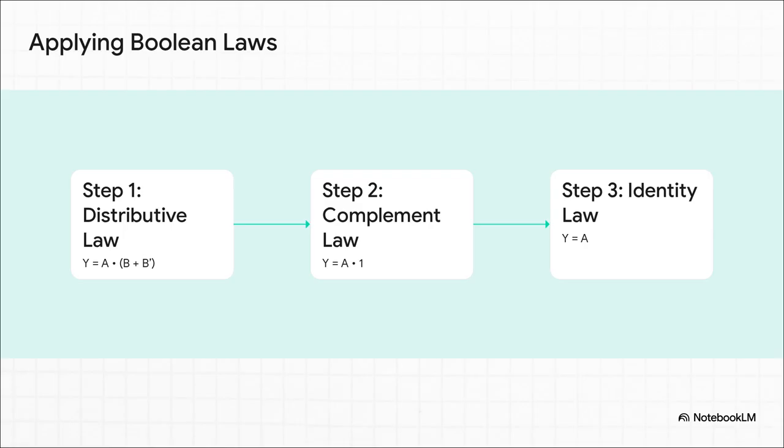That gets us to A and 1. And the final identity law in step 3 basically says that if you need A to be true and true to be true, well, you really just need A to be true. The entire complex expression just simplifies all the way down to Y equals A.